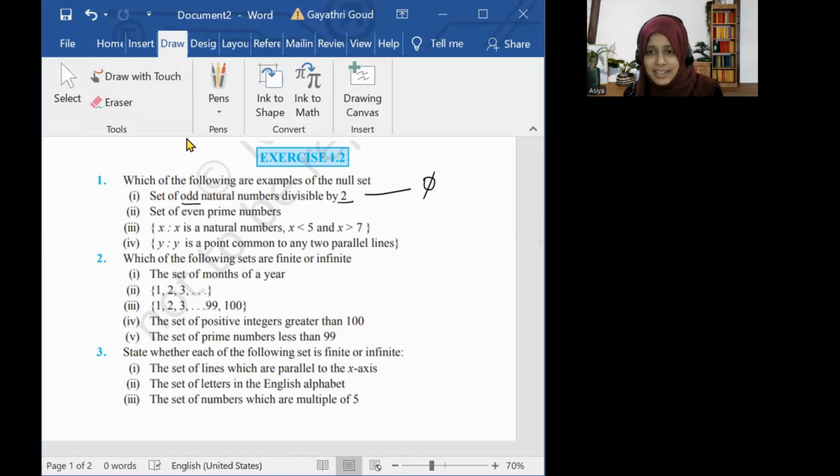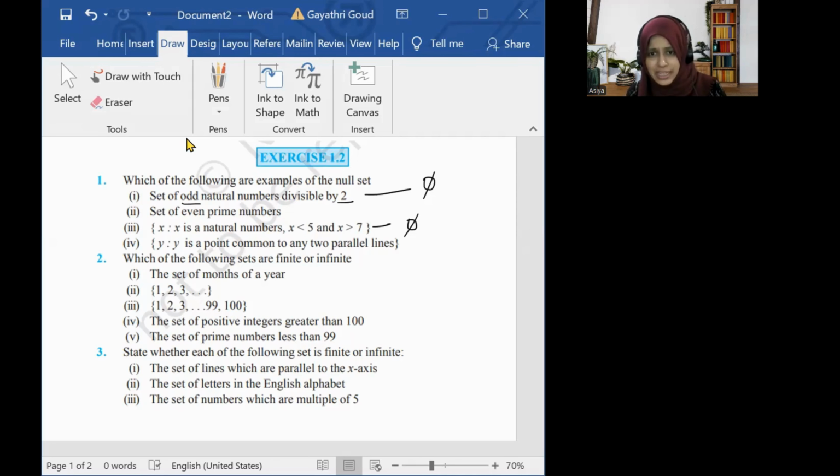Next, let us go for third question. Now, set of all x such that x is a natural number, x is less than 5, greater than 7. Less than 5, greater than 7, not possible. No such number exists which is greater than 7 and less than 5.